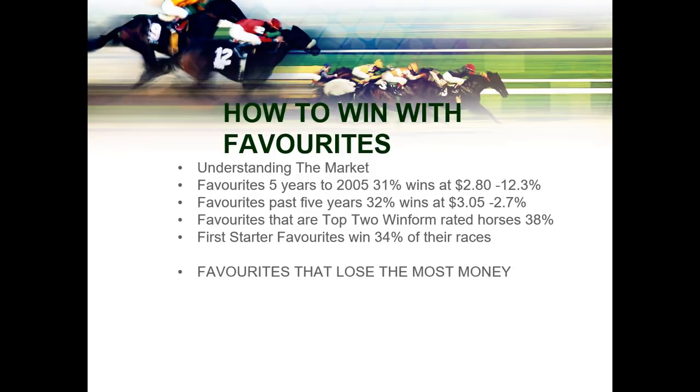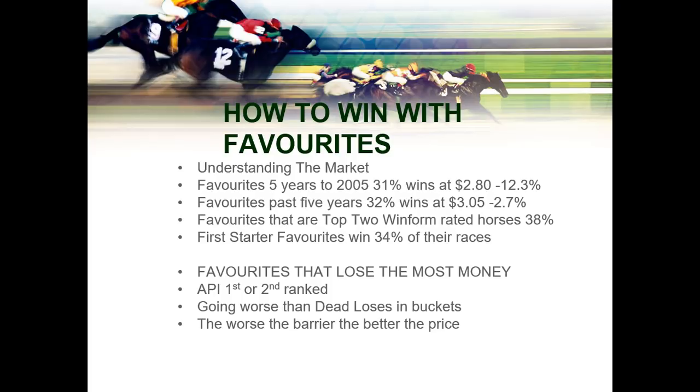Now we can talk about the favourites that lose the most money. API, now that's the average prize money, the average prize money that they've won. The ones that are first or second ranked in the market, the ones that have earned the most prize money per start, when they're favourite, they lose money. If the going is worse than a good 4, or you might go down to soft 5, which is the old dead, if it's worse than that, favourites start losing money all of a sudden because their strike rate goes down.